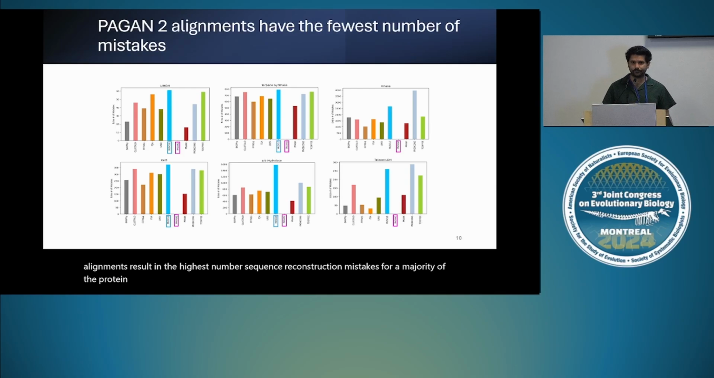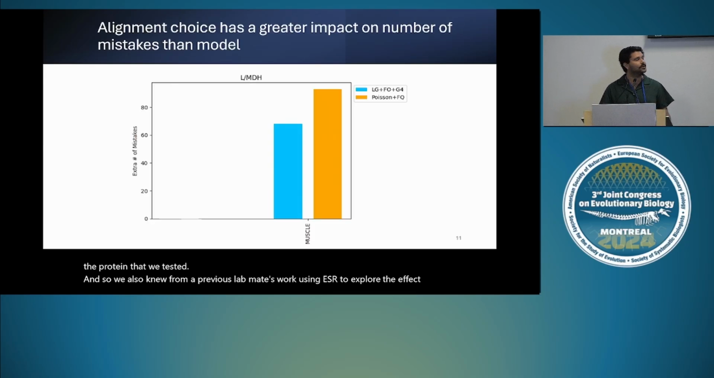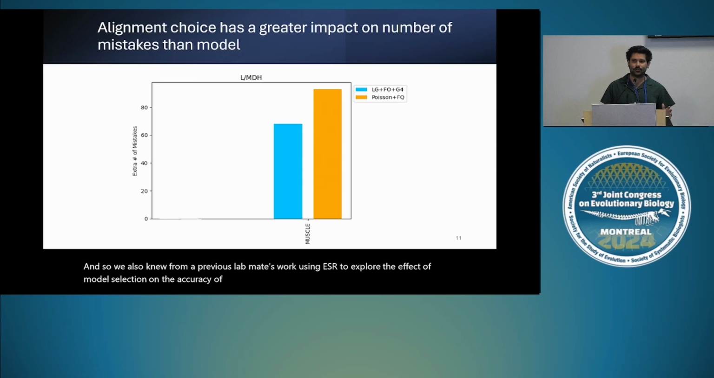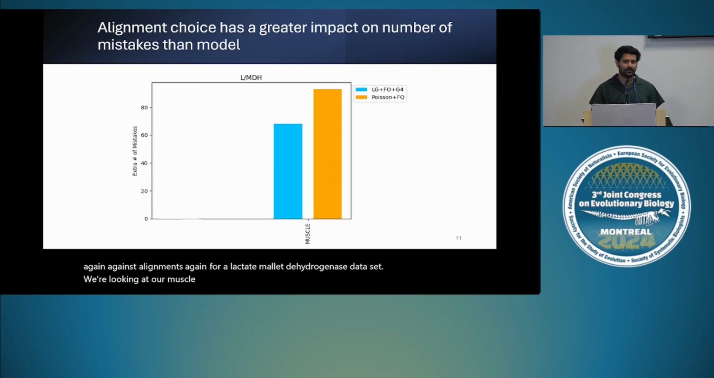We also knew from a previous lab mate's work using ESR to explore the effect of model selection on the accuracy of reconstruction that the differences I just showed you in total number of reconstruction mistakes between alignment tools seem to be much greater than the differences in mistakes we saw between a complex evolutionary model here in blue and a more naive evolutionary model here in orange. So when we decided to check that again against alignments, again for our lactate malate dehydrogenase data set, we're looking at our MUSCLE alignment, which had the highest number of mistakes, and then our Pagan 2 alignment, which had our lowest number of mistakes.